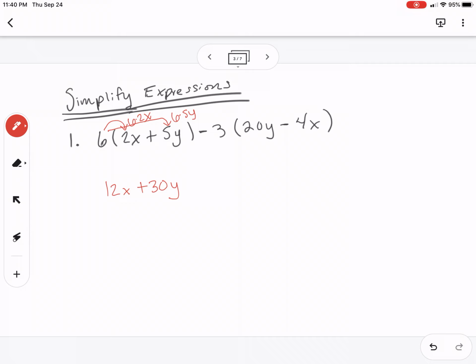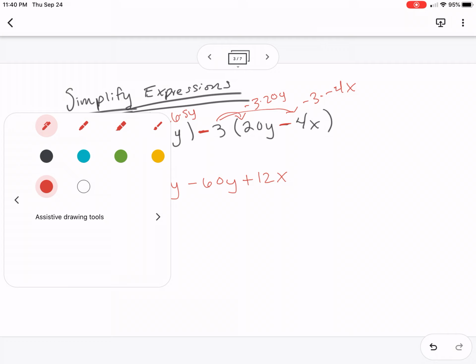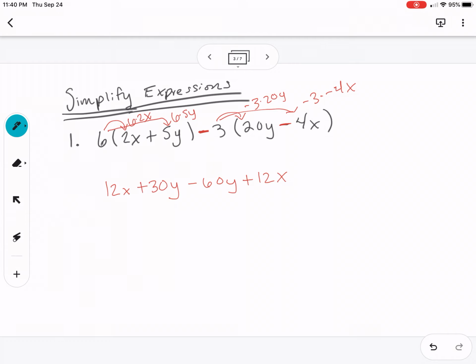On the next one, the signs here are important. So I'm going to treat this like a -3. So -3 times 20y is -60y. And -3 times -4x becomes a positive 12x. Now that I've distributed, I want to combine like terms. So I'm going to put the terms that are like next to each other. So I have 12x and a positive 12x, a positive 30y with the -60y. So I'm combining like terms.